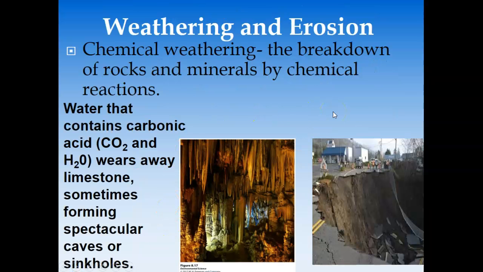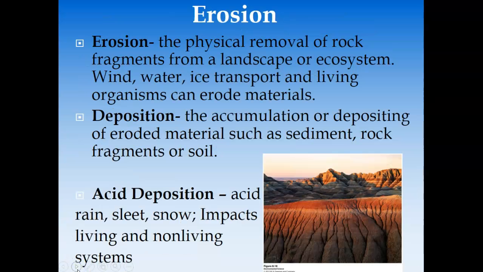Weathering and erosion can also be chemical, and so this is when there's a breakdown of rocks and minerals by chemical actions. So, for example, water that contains carbonic acid, which is CO2 and water together, can wear away limestone and form really spectacular cave structures, like this cave right here with these fabulous stalactites and stalagmites. And then you can also have these immense craters form, or sinkholes. So that's where in this area, this is called karst topography, where the limestone has been eroded away underneath the surface, and then all of a sudden that surface gets weak and it collapses.